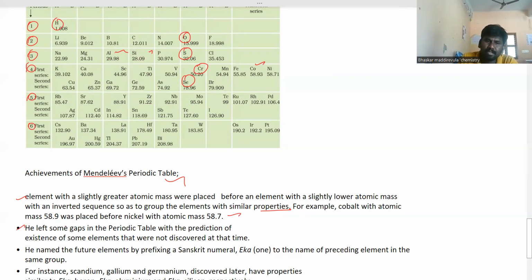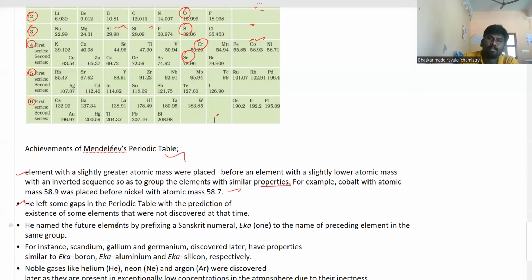Second, he left some gaps in the periodic table. You can see some gaps here, here, and here. He left these gaps with the prediction of the existence of some elements that were not discovered at the time. So why did he give the gaps? Just for the prediction of the existence of elements which were not discovered at the time.